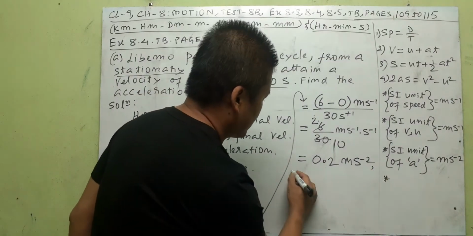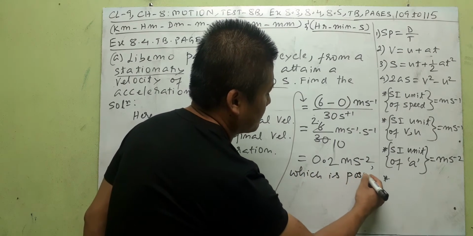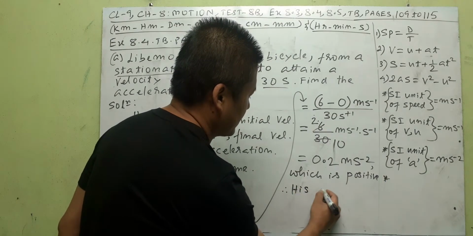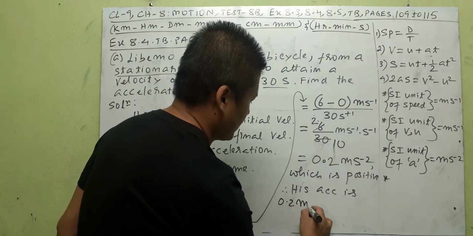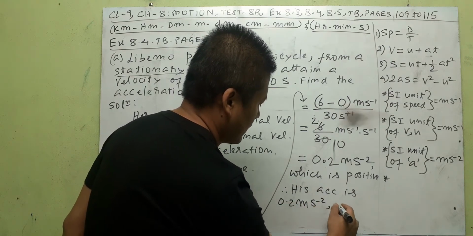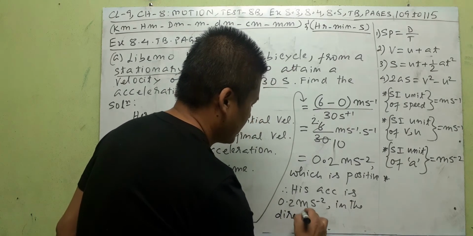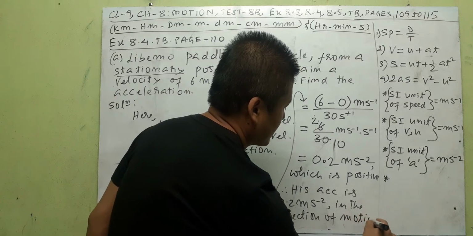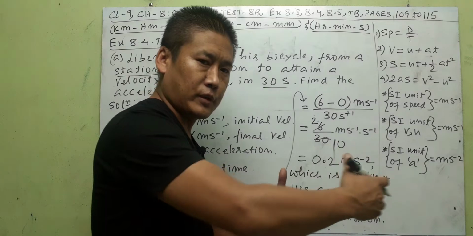So we can write here which is positive because it is a plus value. Therefore, his acceleration is 0.2 meter per second square, comma, in the direction of motion. When acceleration is positive, acceleration is happening in the same direction as the motion of his bicycle.